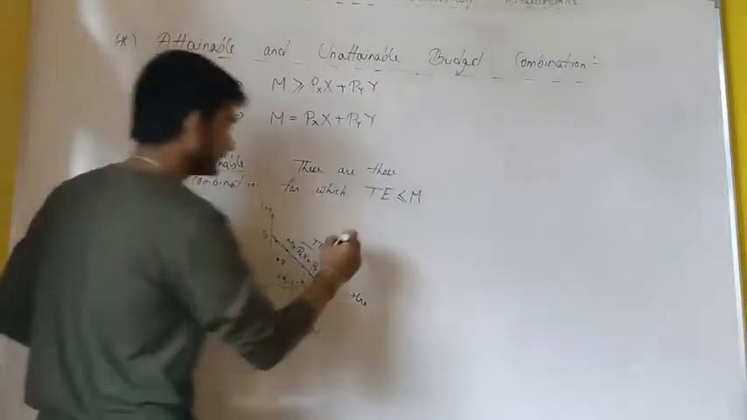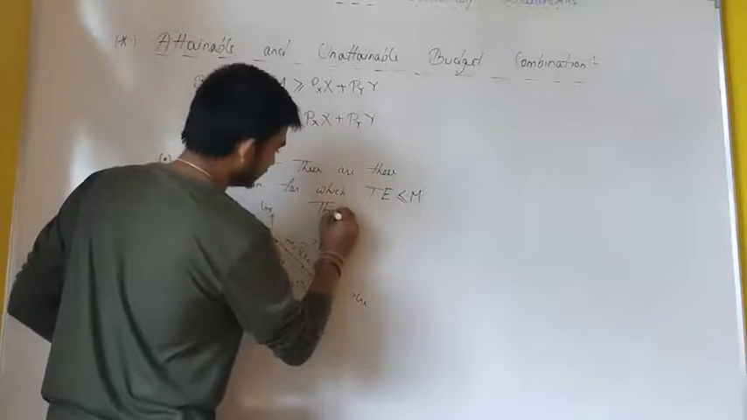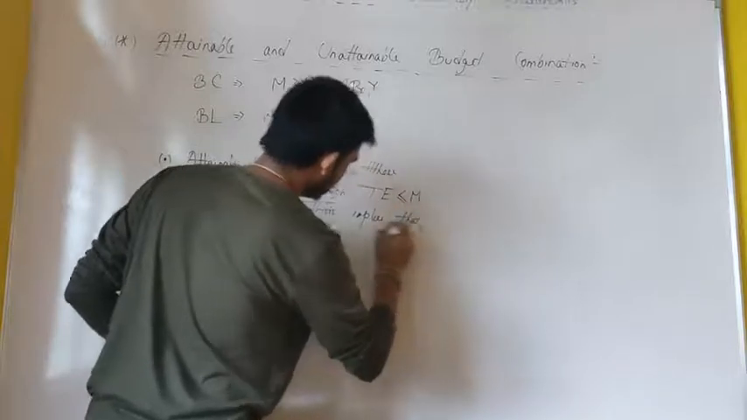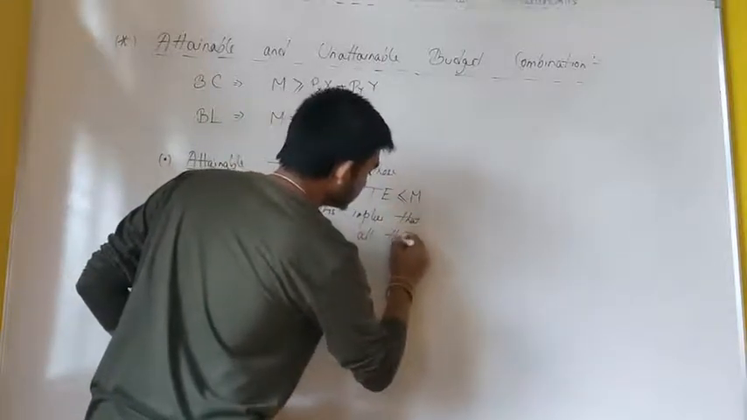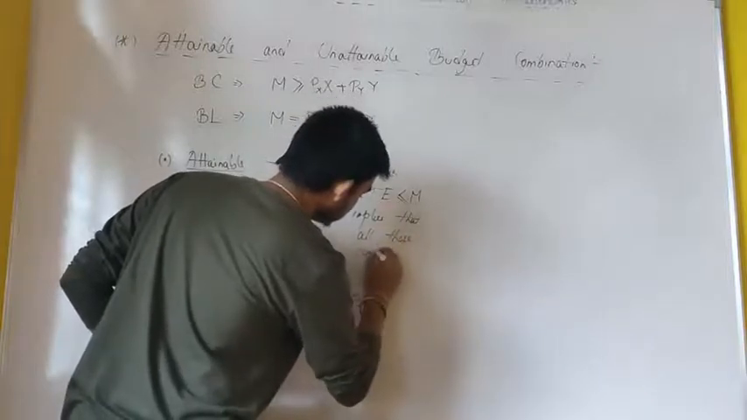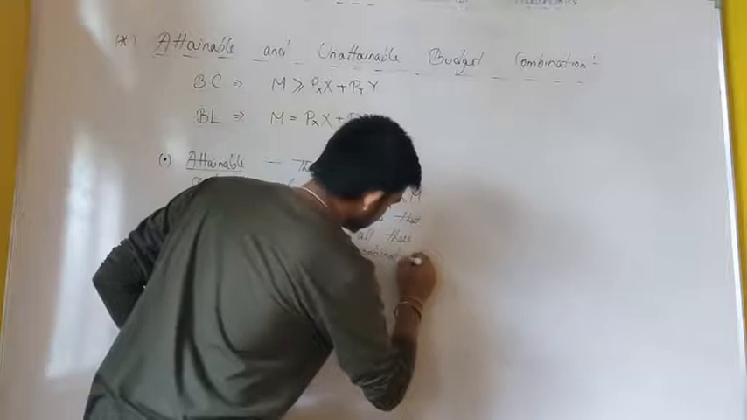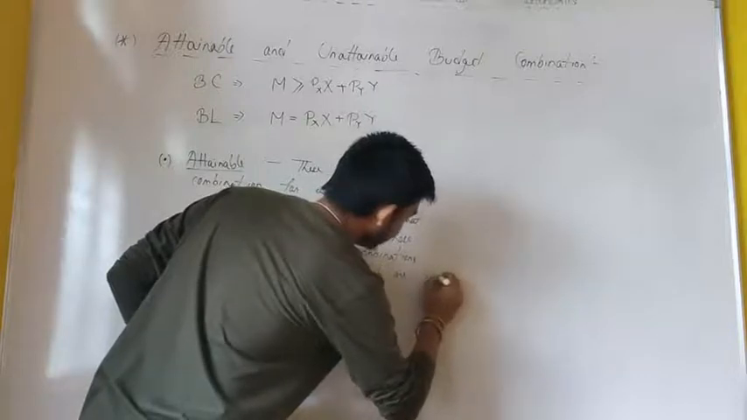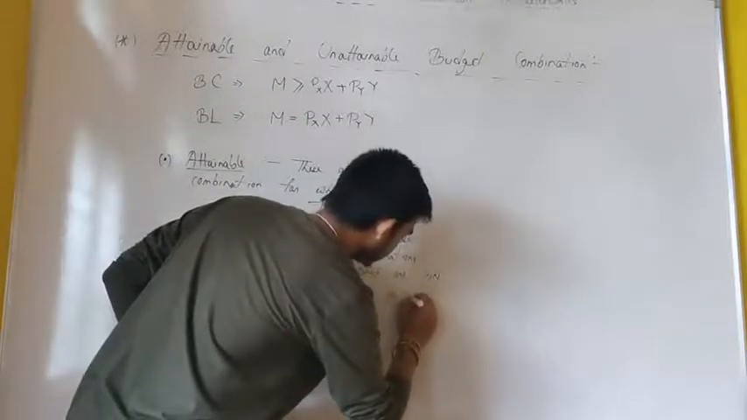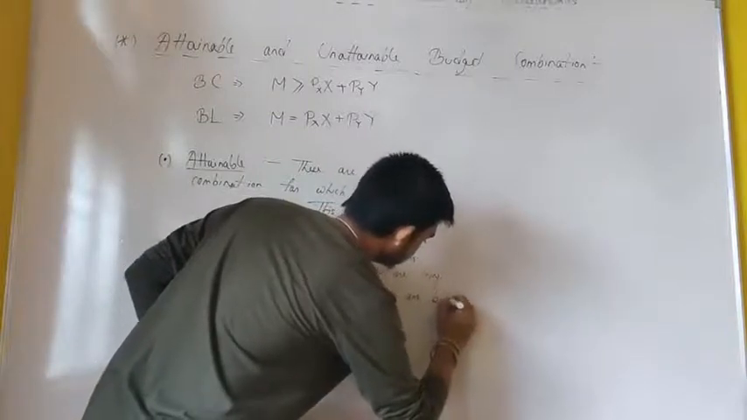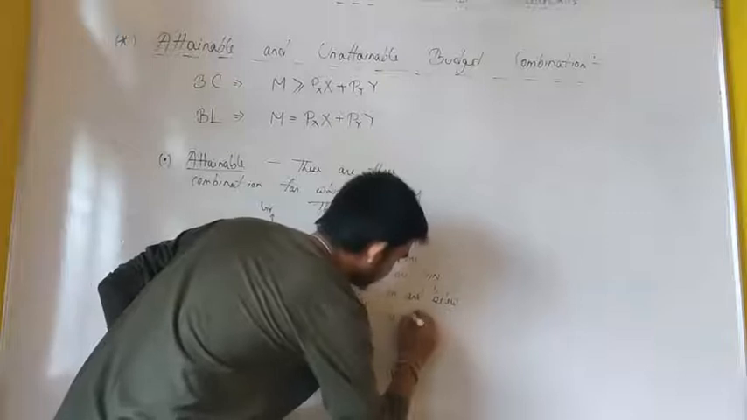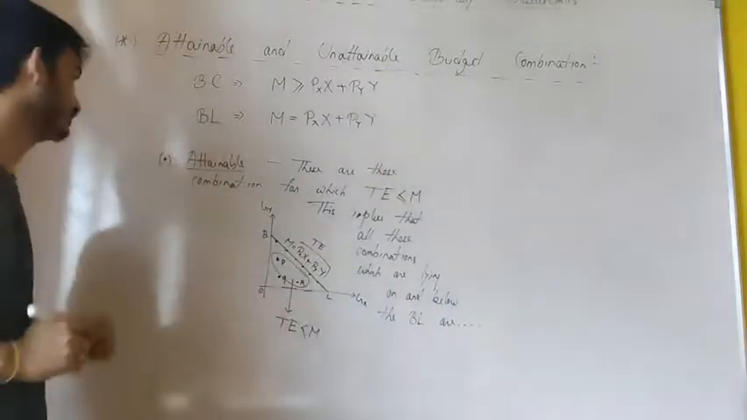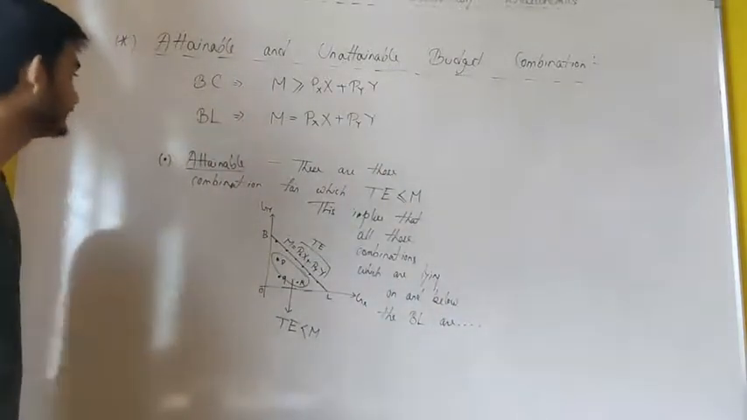So this implies that all those combinations which are lying on and below the budget line are the attainable combinations. So this is it, the attainable combination.